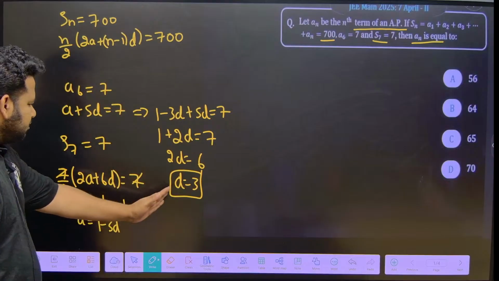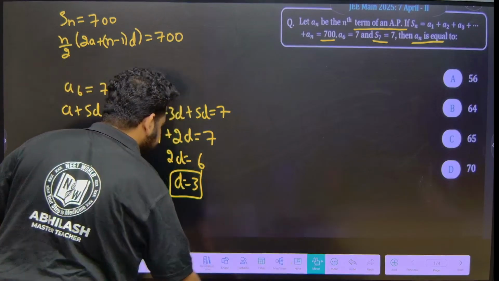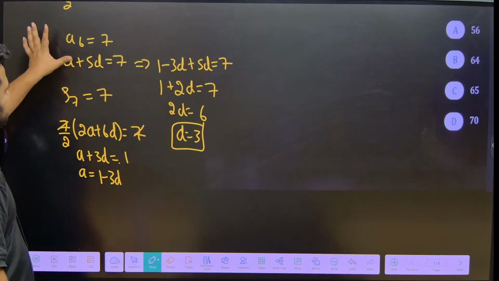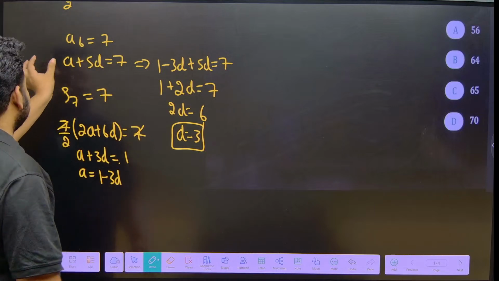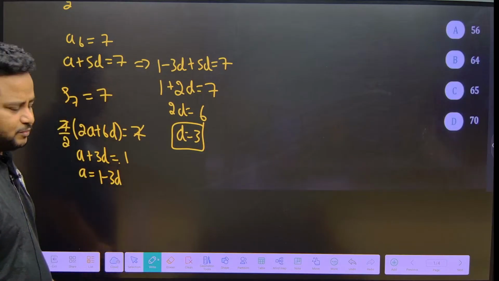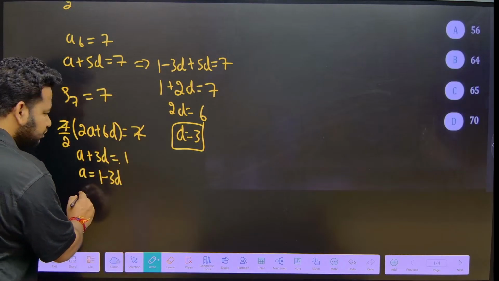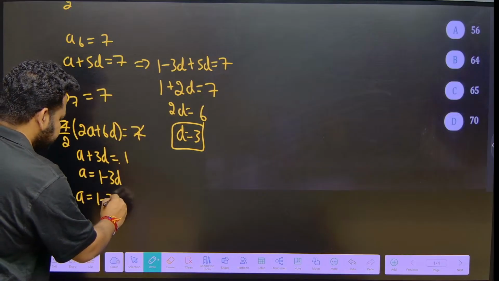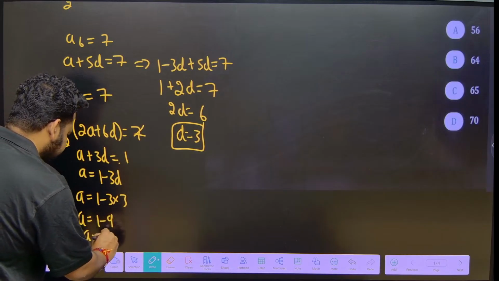Now if we put d is equal to 3 in this equation, we will definitely get the value of a. So I started by writing down Sn, what is given, then I took a6 because they have given a6 is equal to 7, then S7 is equal to 7. Just put the formulas and you will get d is equal to 3. Now I have to find a. So a is equal to 1 minus 3d, and d is 3. This gives us a is equal to 1 minus 9, so a is equal to minus 8.